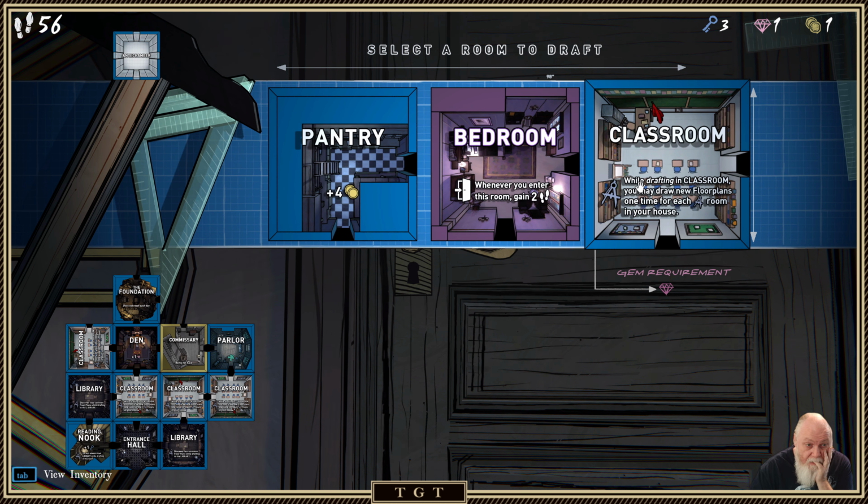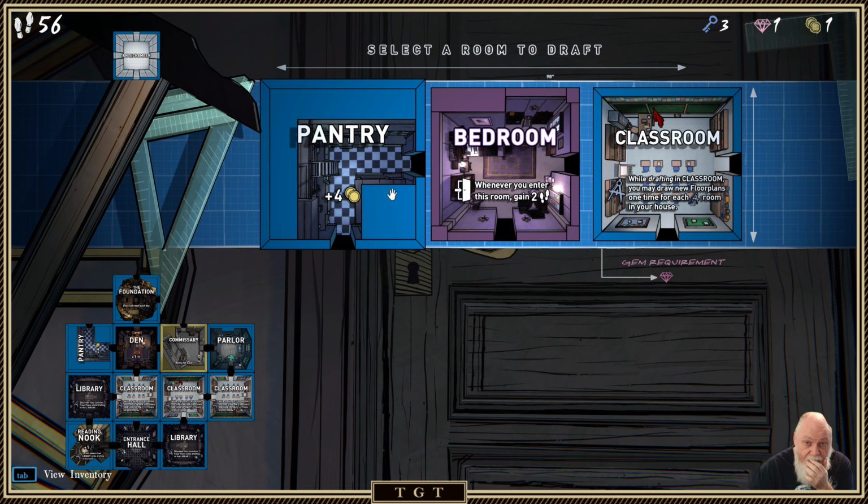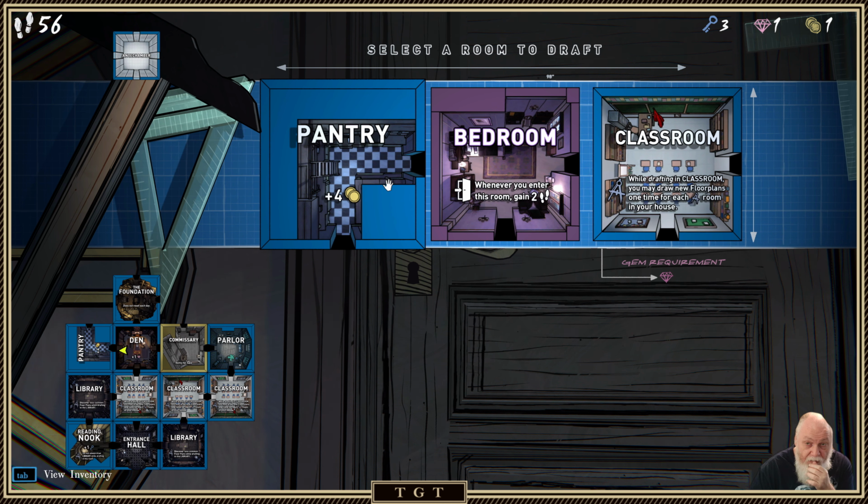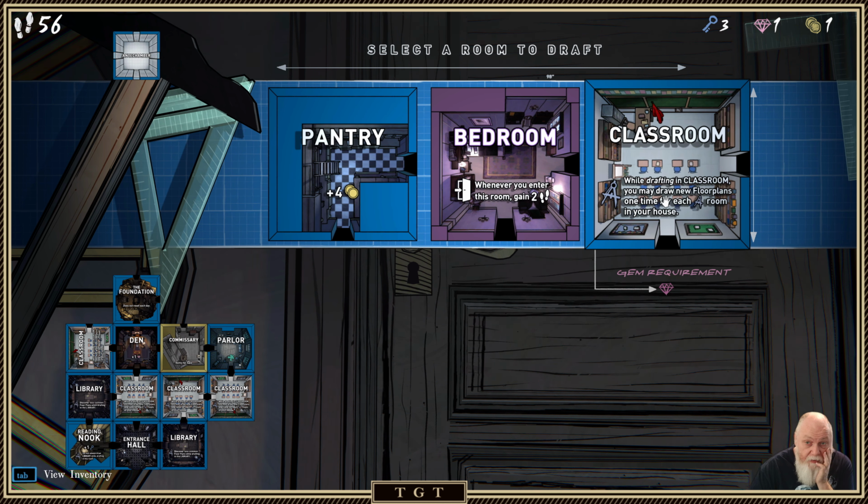Classroom and pantry both take us in the direction we need to go, as does bedroom. The classroom would use our last gem, but then gives us more redraws, and this would be our 4th classroom. So any classroom after this one, assuming we can get more gems, would be new information. So we're going to go ahead and do this.